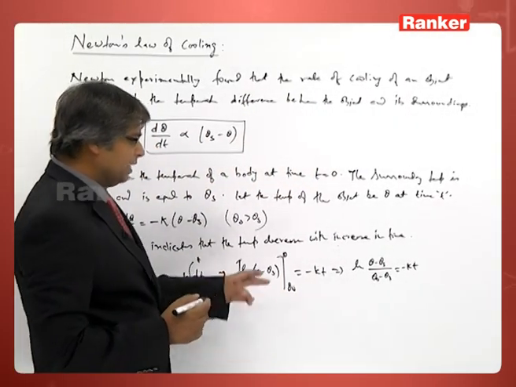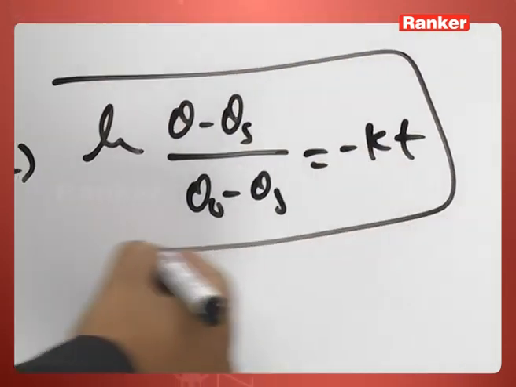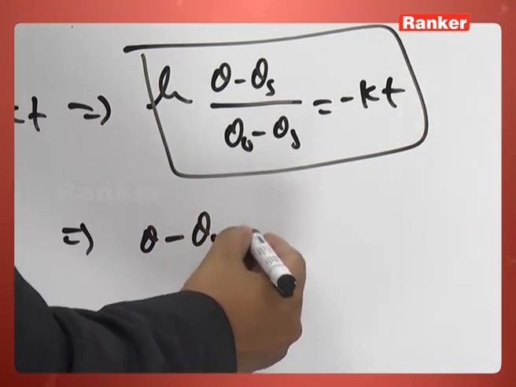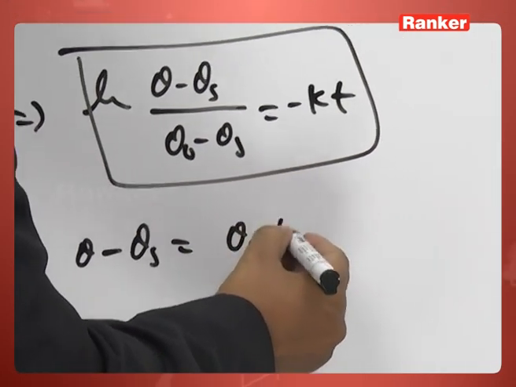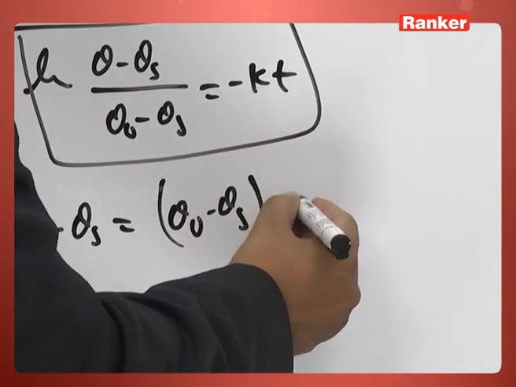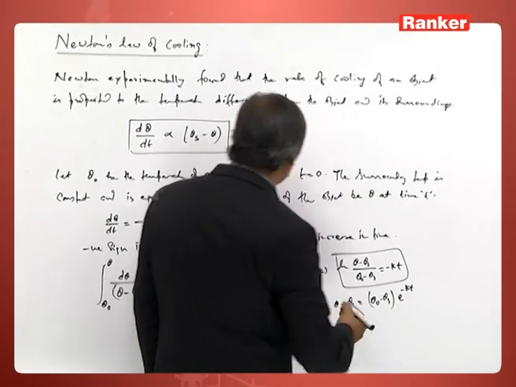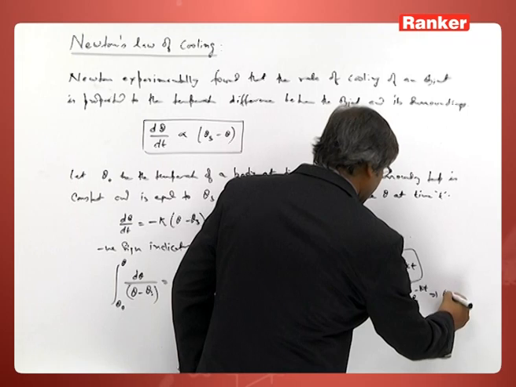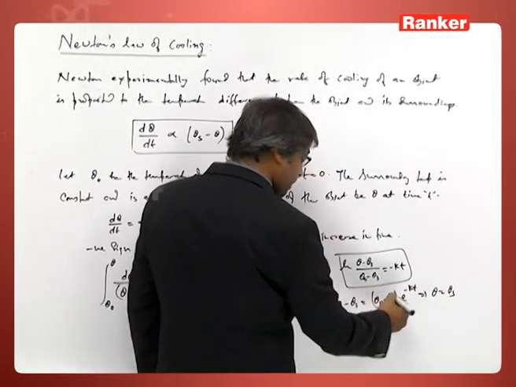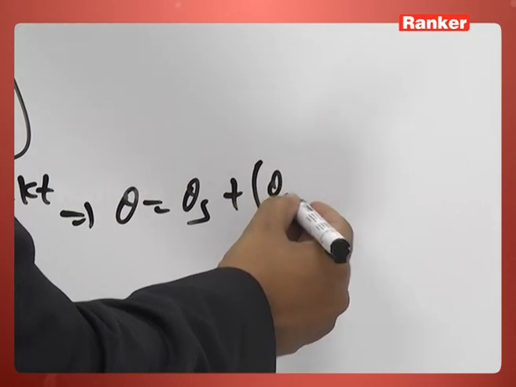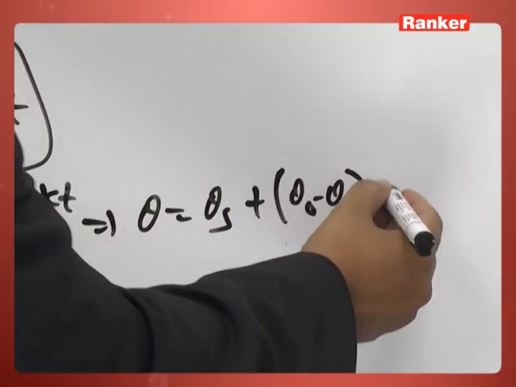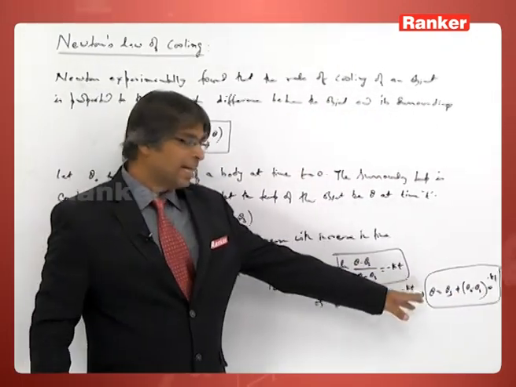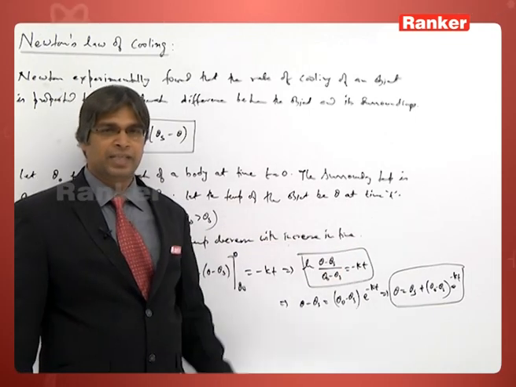So, this is our relation, which further gives theta minus theta s is equal to theta naught minus theta s times e raised to minus kt. Then further, theta is equal to theta s plus theta naught minus theta s times e raised to minus kt. So, you see the temperature is decreasing exponentially.